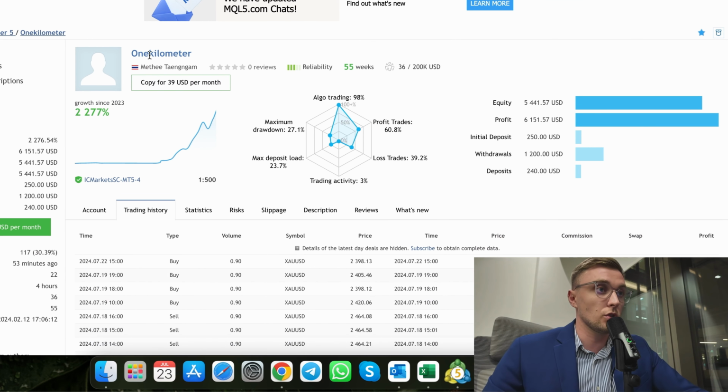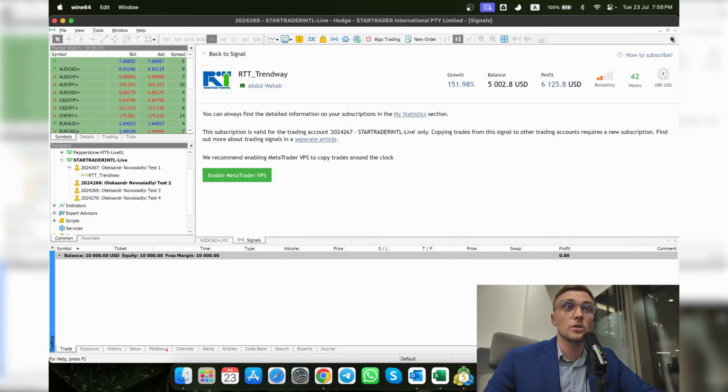We are going to search for this signal, 1 kilometer. Let's open our MetaTrader and search.